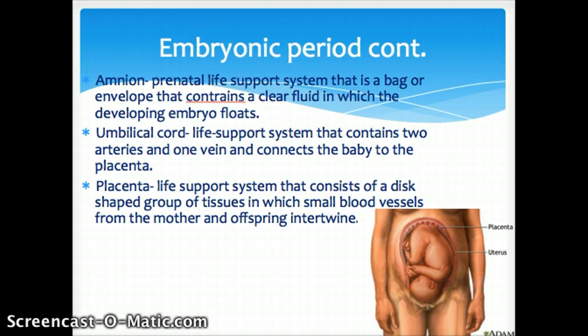Still in the embryonic period is when the life support systems are developing: the amnion, umbilical cord, and placenta. The amnion is like a bag of clear fluid in which the embryo floats. This is the environment of the baby that stays at a comfortable temperature. Next is the umbilical cord. It contains 2 arteries and 1 vein, which is connected to the placenta. The placenta is a group of tissues where small blood vessels from the mother and offspring intertwine, but they do not join.